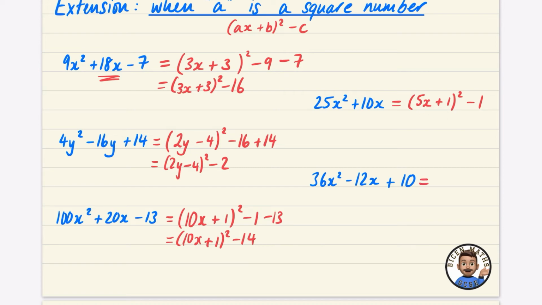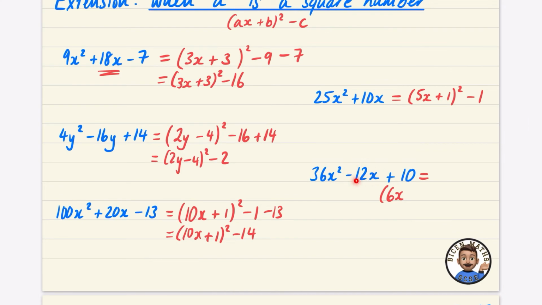Okay, so this one might not have enough room on this line, so I'm going to just jump down. It's definitely going to be a 6x to get the 36x squared. I'm going to divide this by 2 to get 6, and then I'm also going to divide it by 6, and I get 1. So I get 6x minus 1 squared, and then I'm going to have minus 1 from the 1 and the plus 10. So it is 6x minus 1 squared plus 9.